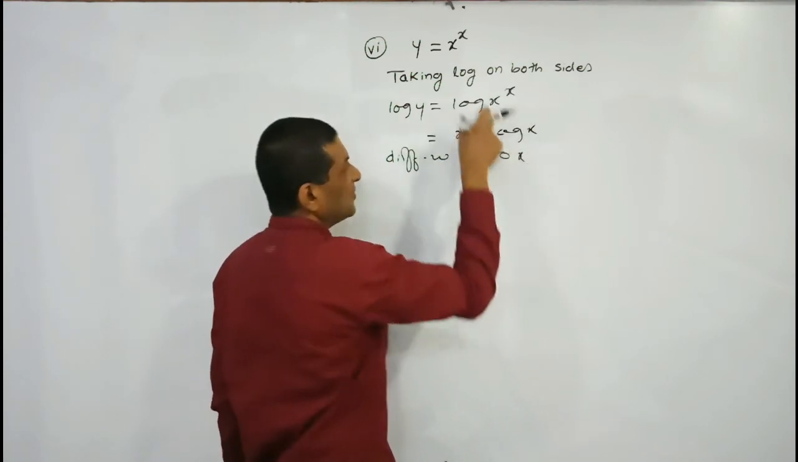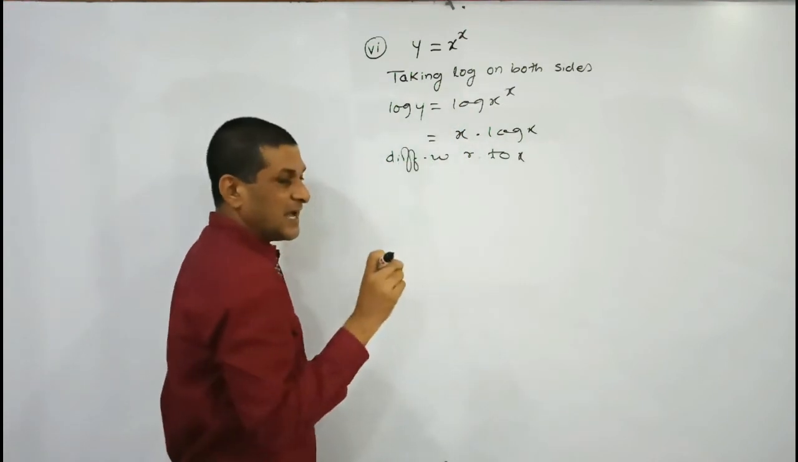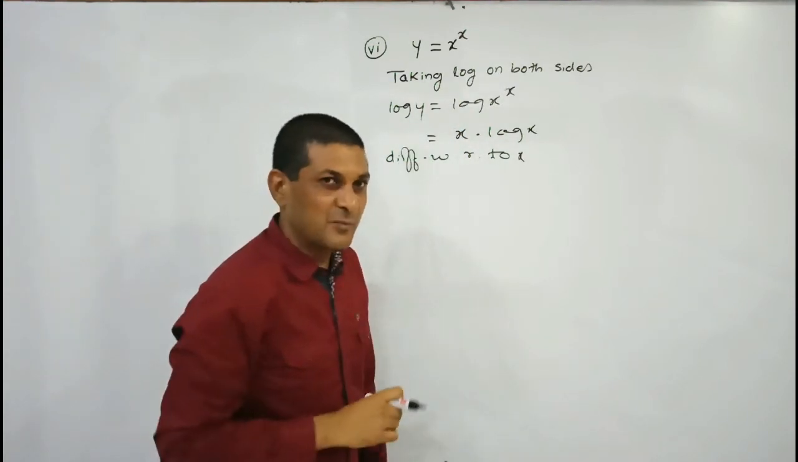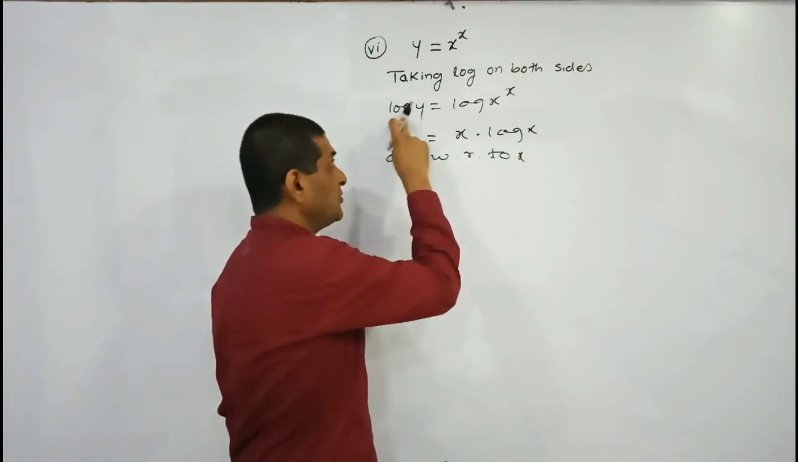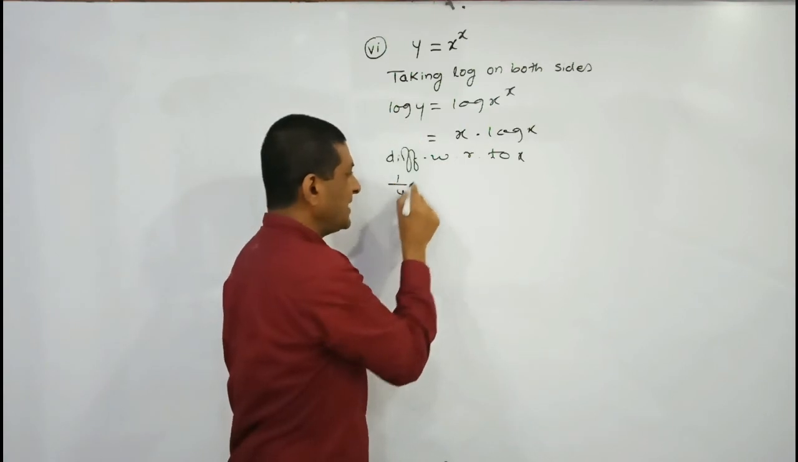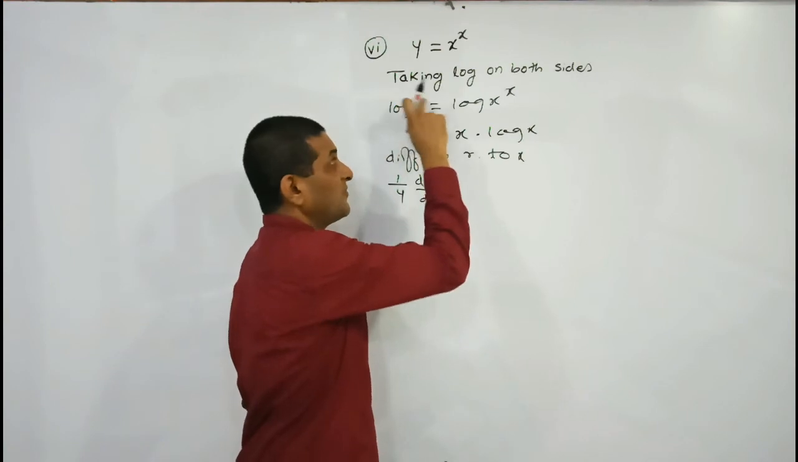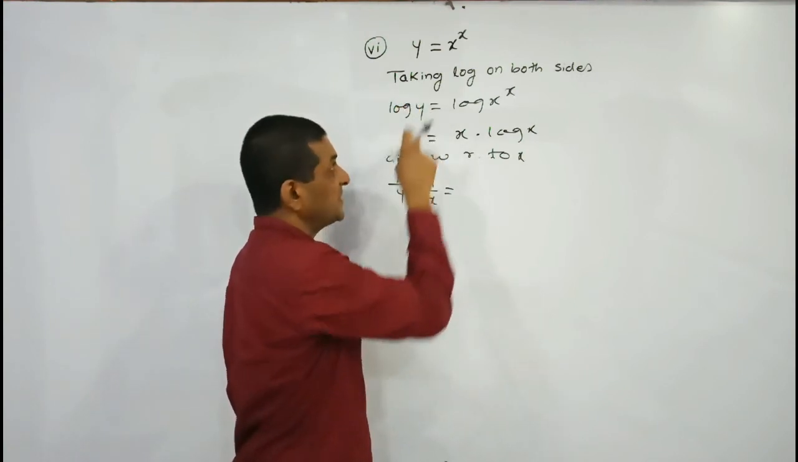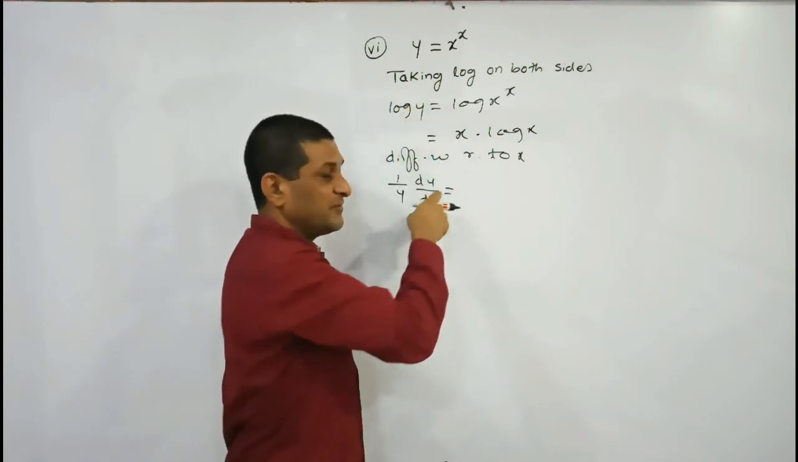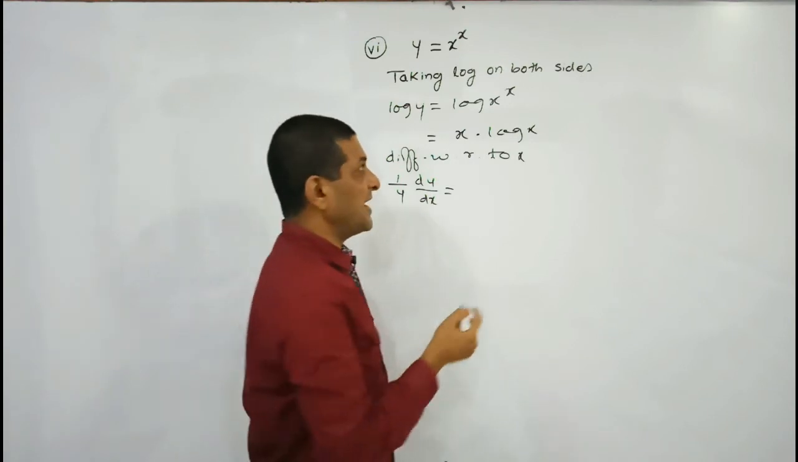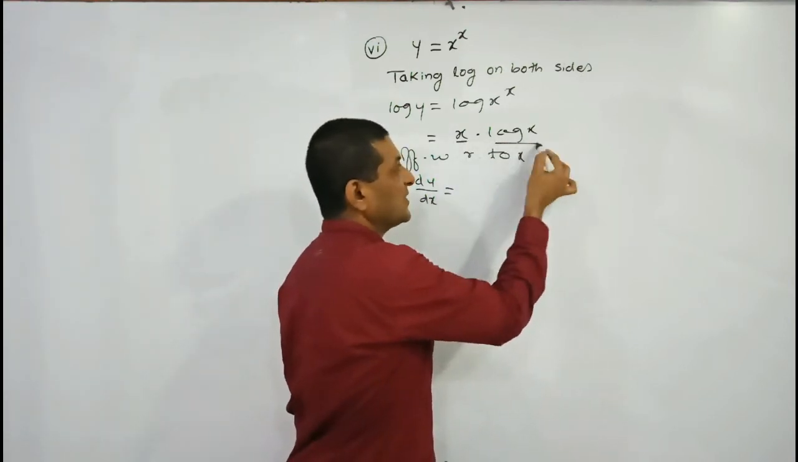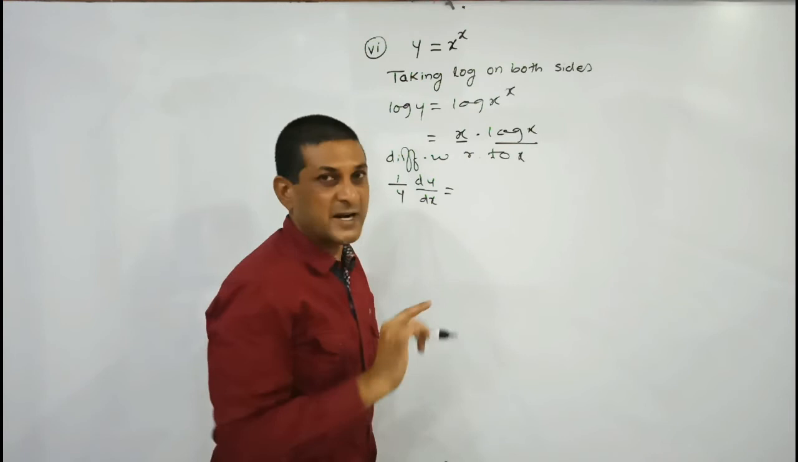Once it can be simplified by applying laws of logarithm, then we are able to find the differentiation. The derivative of log y is 1 upon y into dy by dx, because it is in the form of log f of x, so its differentiation is 1 upon f of x into the derivative of f of x. What is f of x? y. So the derivative of y is dy by dx. To find the differentiation of this side, we have to apply the product rule.